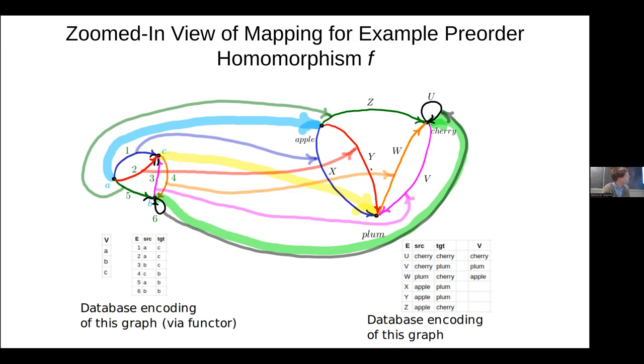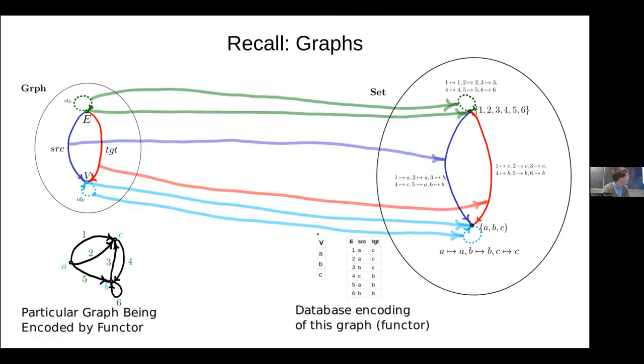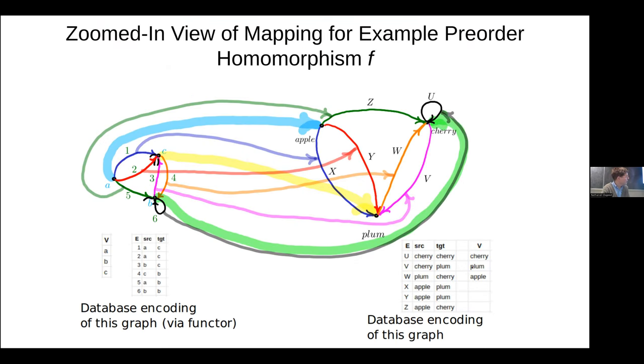We have these morphisms, which over here on the left are called 1, 2, 3, 4, 5, 6. Over here on the right, they're called U, V, W, X, Y, Z, right? And so this is the database over here on the left. This is it on the right. But they're really just consistent relabelings of things. So morphism six on the left is morphism U on the right, et cetera.